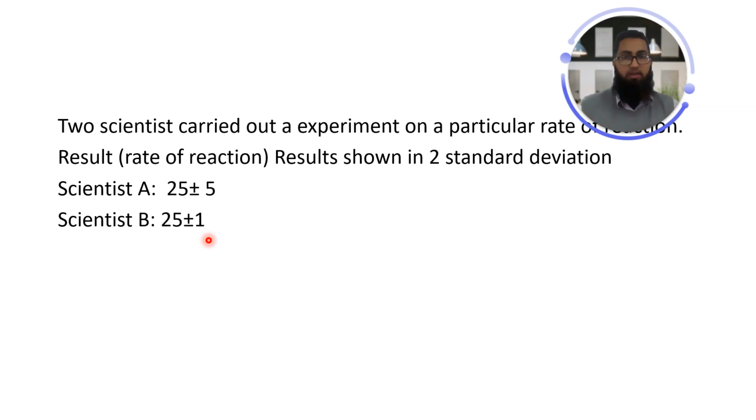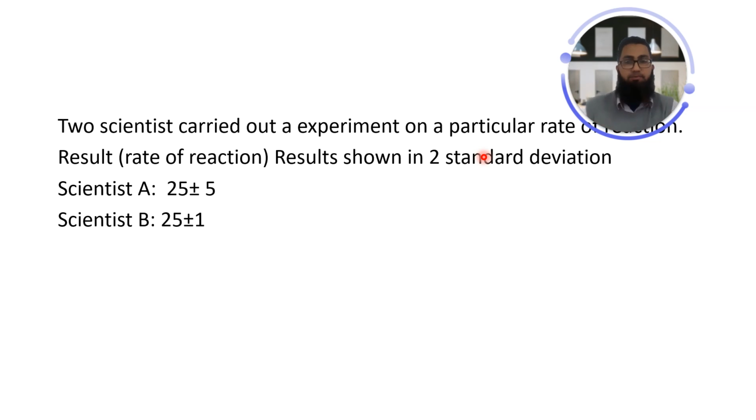So my question to you is, which data here is more accurate? Is it A or is it B? The problem here is both of them have the same average, same mean. What I'm asking you, whose data do you think is more reliable? And the hint is looking at these numbers, plus or minus 5, plus or minus 1. If you're stuck, go back a few seconds to the other page I did. 2 standard deviation, what does it mean?